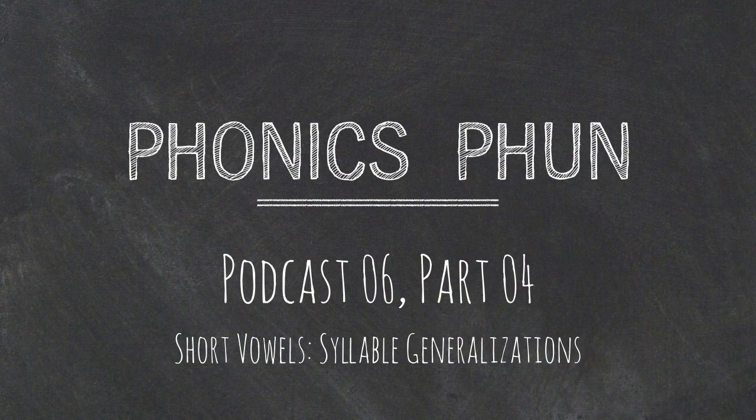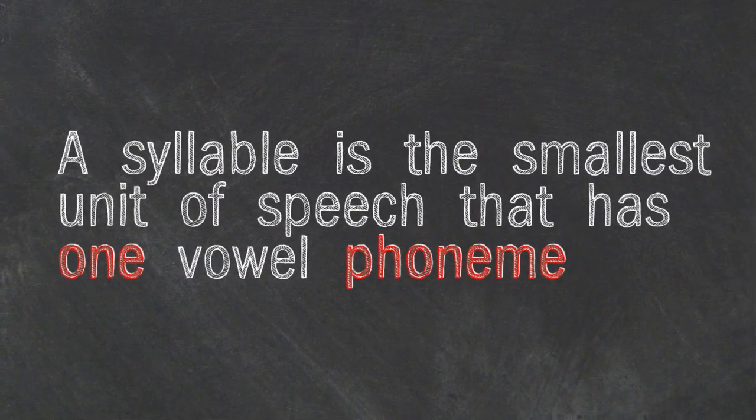We're clapping because we are hearing a vowel sound. And that's exactly what a syllable is. A syllable is the smallest unit of speech that has one vowel phoneme. So we're clapping because we're breaking a word up into its vowel units, into its vowel sounds. So it's a unit that can be within a word, if it's a multi-syllabic word, or it could just be a one-syllable word. But the important thing is that that syllable has one vowel sound.